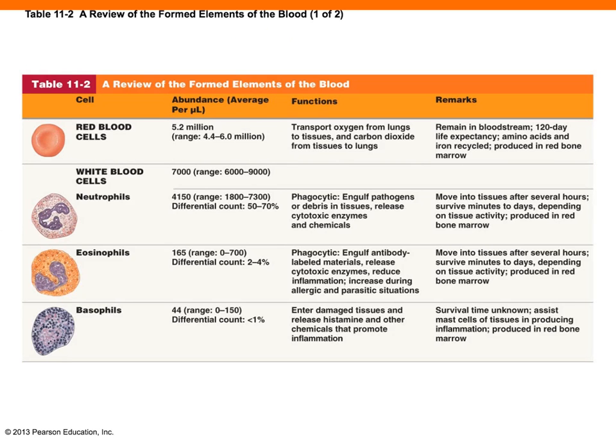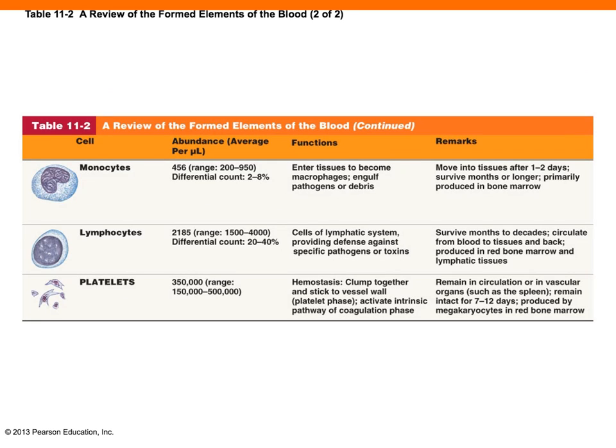This slide simply gives you a review of the formed elements of the blood, starting with the red blood cells, and then we talked about the white blood cells, the neutrophils, eosinophils, and the basophils. All are granulocytes. Please feel free to stop right here and look at the abundance and the functions and the remarks on these, just to refamiliarize yourself. And then you have the monocytes and the lymphocytes, which are the agranulocytes. That means they do not have any granules in the cytoplasm.